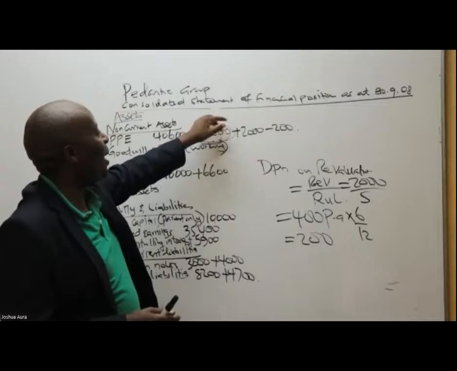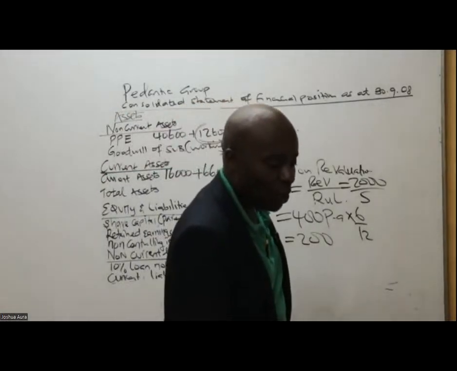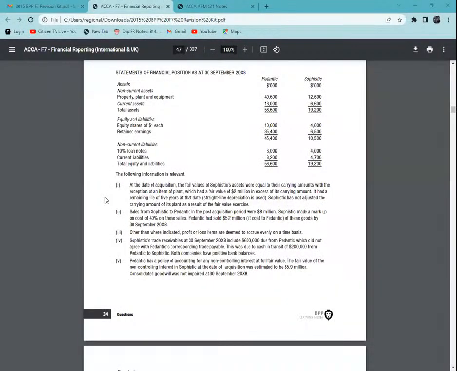So, ladies and gentlemen, there I am. Now I will go to, with your permission, note number 2. Sales from Sophistic to Pedantic in the post-acquisition period were 8,000. This is what we call fake sales. There is no way you can claim that you are selling goods to your close family member. This is a fake sale, which we were able to subtract from our income statement. Very nice. I'm not interested in that, but I'm interested in the statement that follows thereafter.